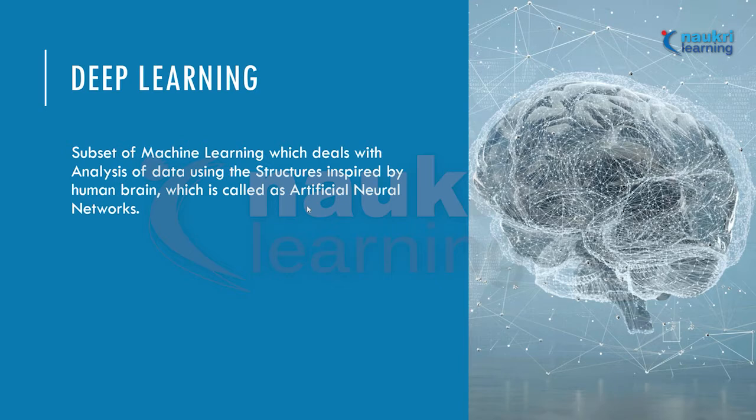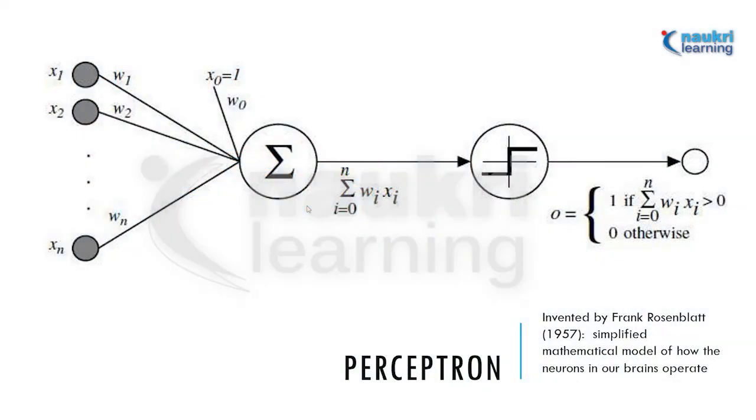Now, while working with deep learning, any learning journey will begin by understanding the perceptron. Now, perceptron is a very simple model, guys. So I can say perceptron is one of the building blocks of deep learning. This perceptron was invented by Frank Rosenblatt in the year 1957. What he did was try to simplify the mathematical model so that we can simulate the way that we work in the human brain.